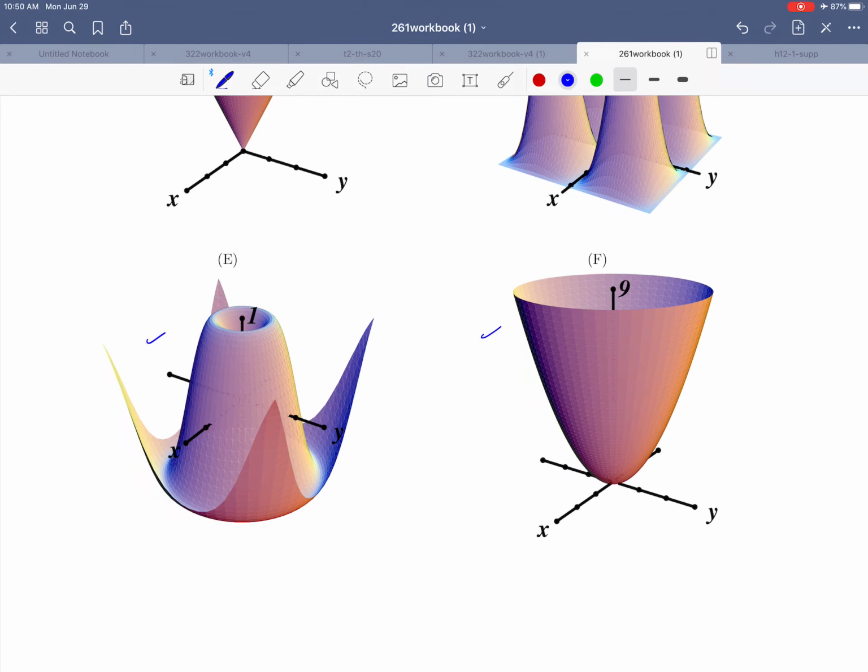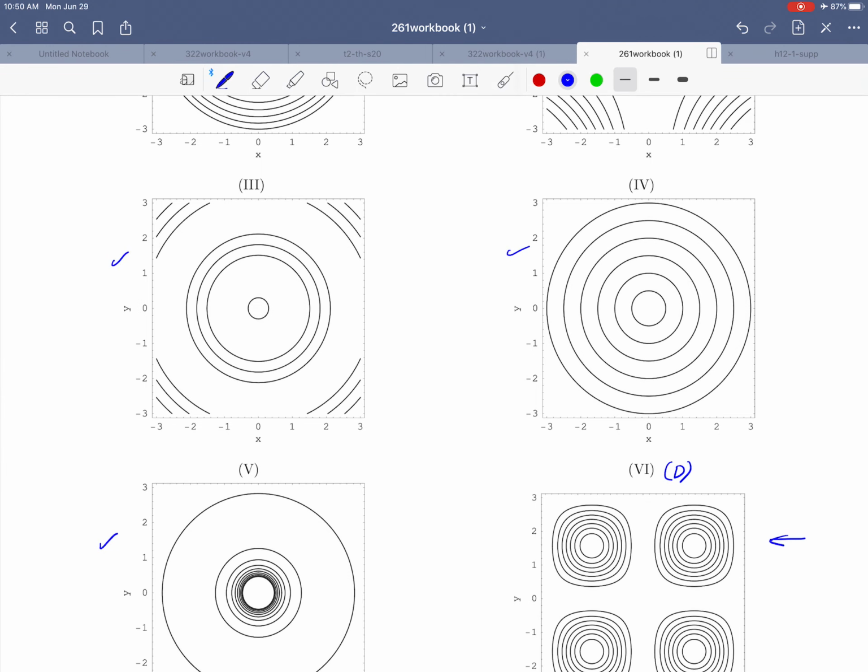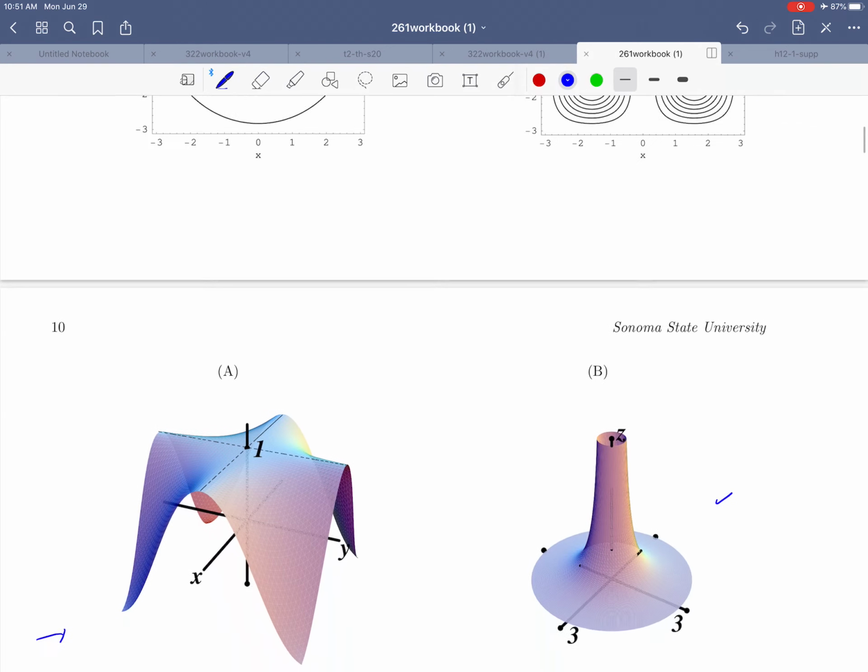How do we know which is which? Well, let's go back to the contour plots for a minute. Maybe pick on number 4 here. Notice that those contours are equally spaced. What does it mean for contours to be equally spaced? Remember the discussion that we had a couple of pages ago? Equally spaced contours means that the steepness of our surface is constant. Constant steepness.